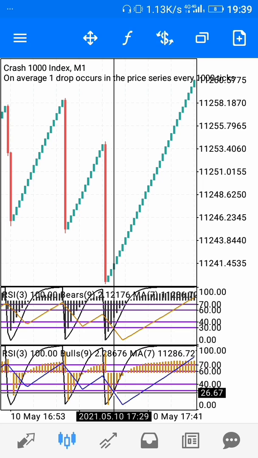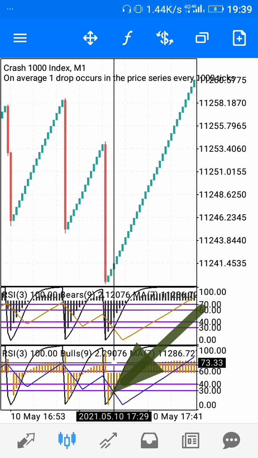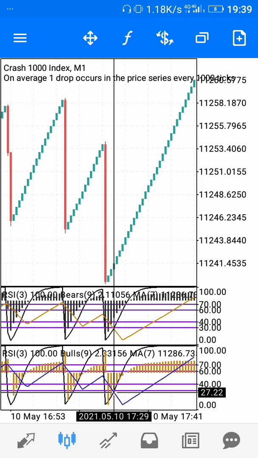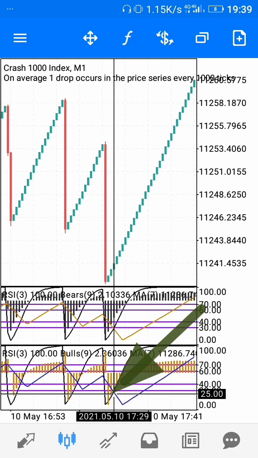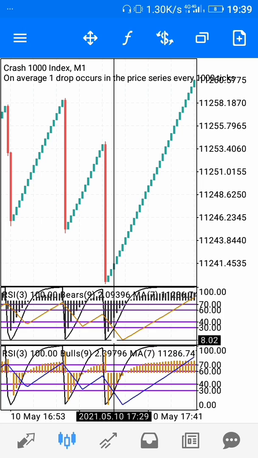Look at it, the crossing took place, and on boom we consider the 70 and the 60 level, but on crash we are considering the 30 and the 40 level. So the crossing must take place at 30 or below the 30 level. Okay, now at that point you look at the main chart.